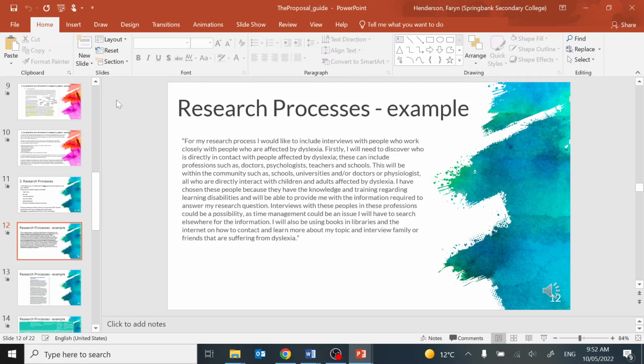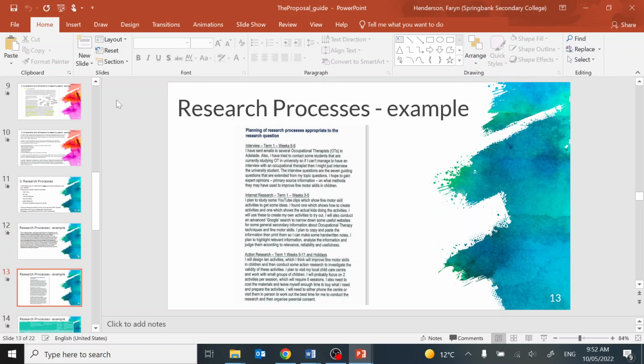It will help, trust me. This one's a bit harder to read, but this person actually broke it down into a bit of a timeline. So they said that during these particular weeks during term one, they're going to conduct interviews, they're going to do some internet research during this period, and then they're going to do some action research during this period.